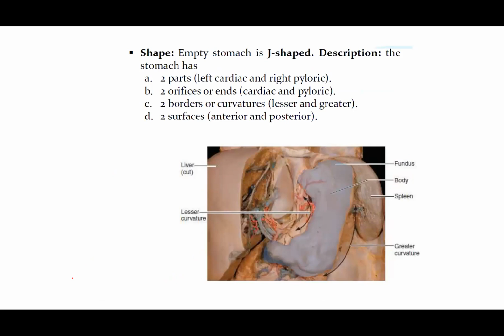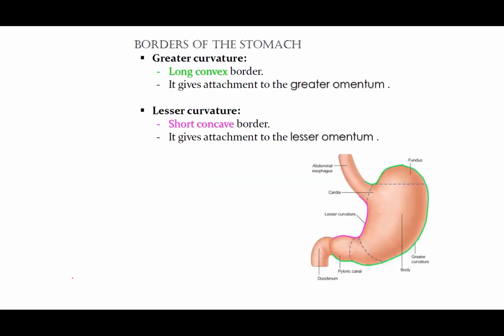An empty stomach is J-shaped. As we mentioned, it has the cardia and the pyloric part. That is two parts. We won't go into these details, but you should know it has the cardiac orifice, pyloric orifice, the lesser curvature, greater curvature, the anterior and the posterior surface. We mentioned all this.